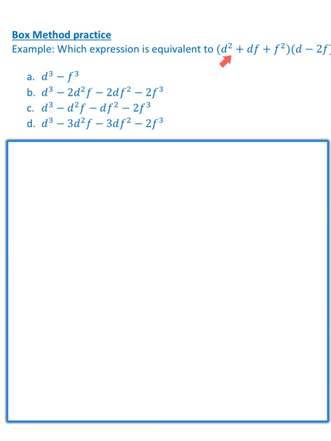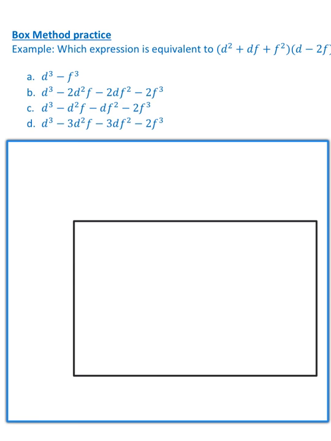So here we have a trinomial times a binomial. So our box is actually going to be a little bit bigger. You could either make a 3 by 2 box because this is a trinomial. You could write this on the side, or you could write this one on the side. I prefer to put the larger one on the top, but that's just me. So let's go ahead and create our box.